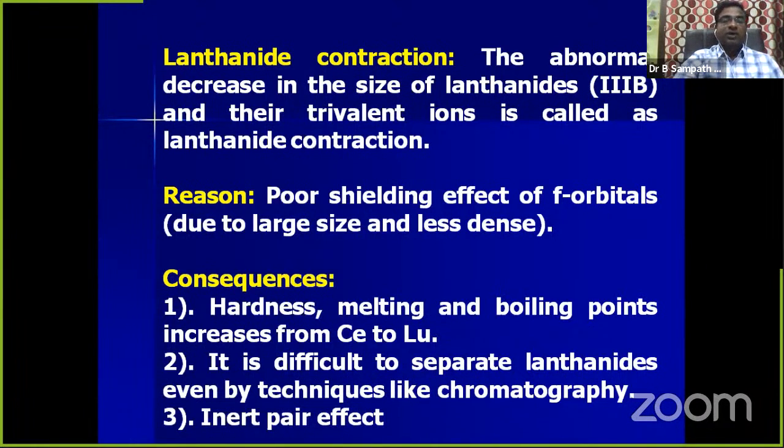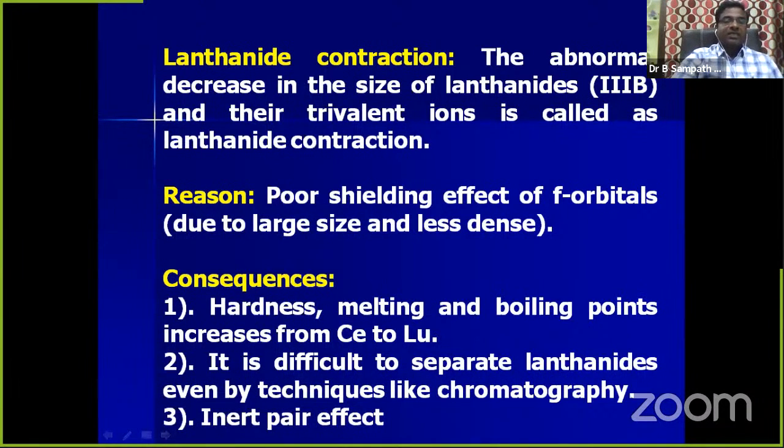What, children? Why is the lanthanide contraction taking place? Because of the poor shielding effect of f orbitals. Why do these have a poor shielding effect? That is due to the large size and lower density of f orbitals.